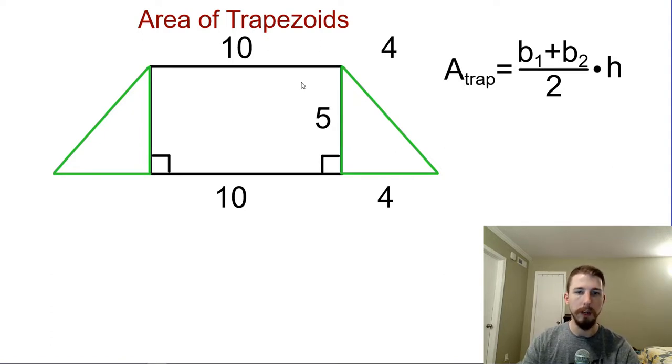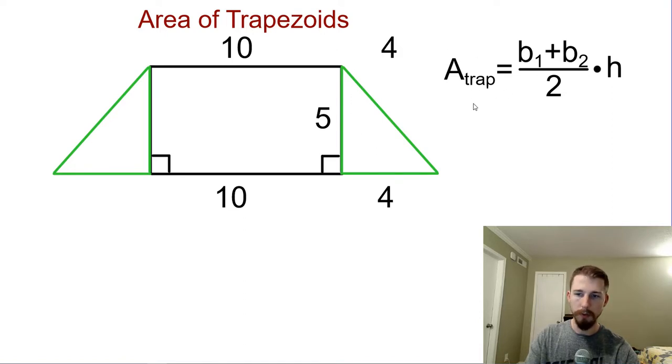So how are we going to find the area of a trapezoid? Well, we learned about finding area through deconstruction, and we could break this down into our rectangle in the middle, our triangle on the right, and our triangle on the left, then add them all together. That's totally possible. But let me show you another method.